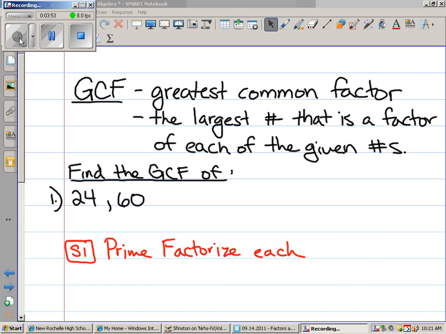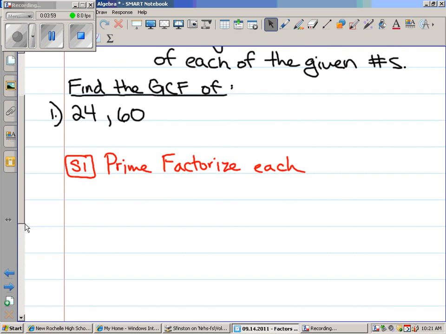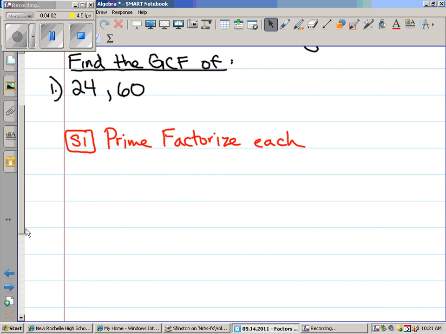So here's the strategy for always finding the GCF. We are going to prime factorize each of the numbers. What do I mean by that? I totally understand if you have never heard of that before. We're going to write 24 over here, and we're going to write 60 over here. Give me two numbers that multiply to be 24. 2 and 12. If one of these numbers is prime, circle it. And keep breaking the other one down.